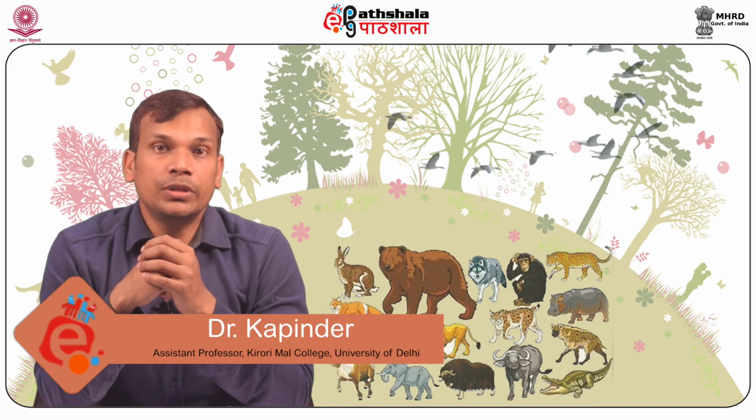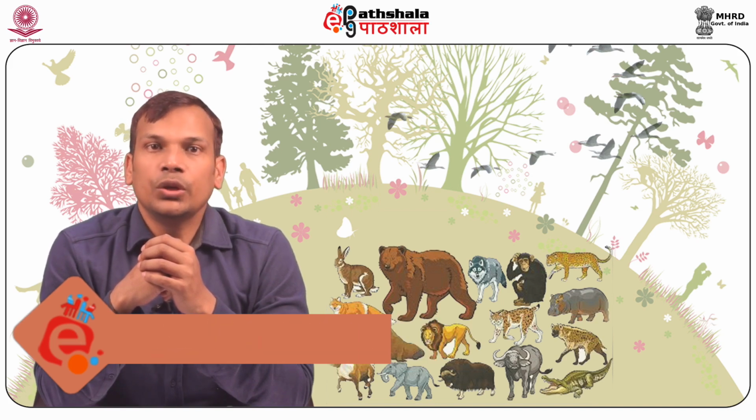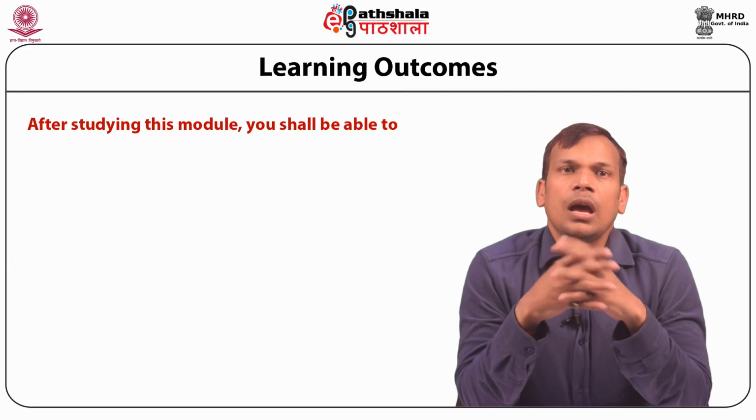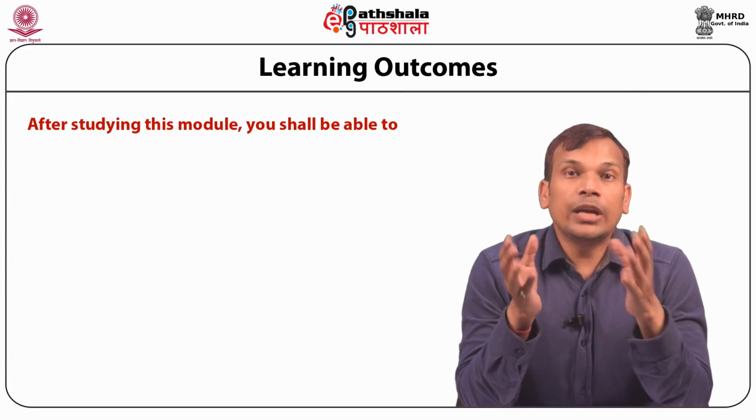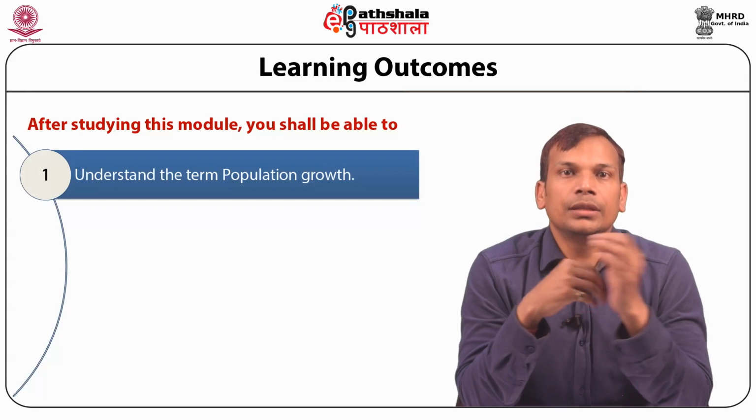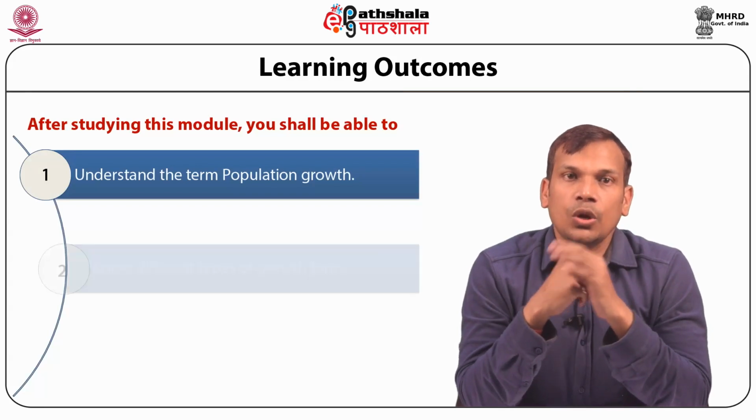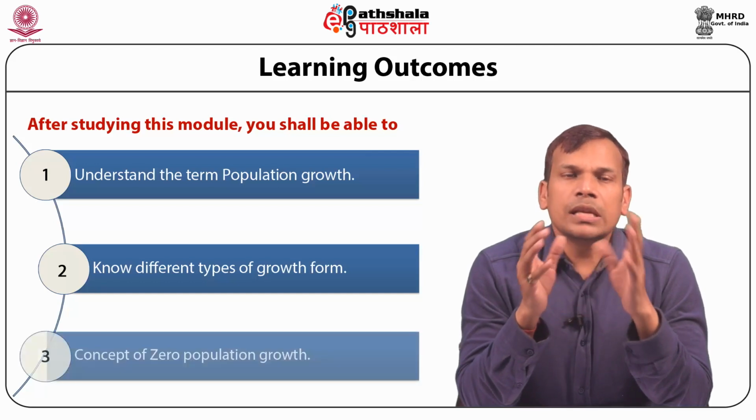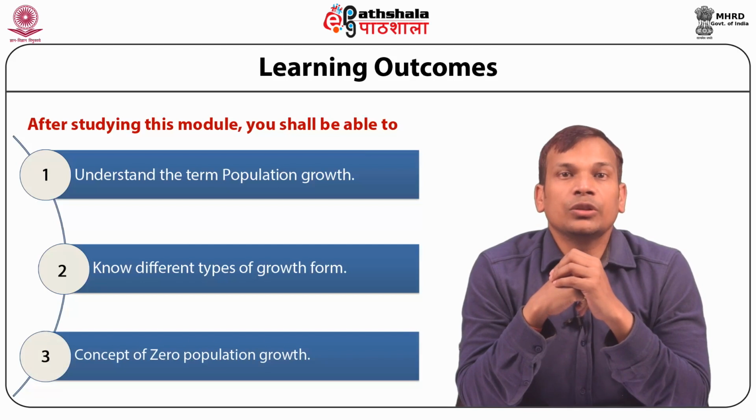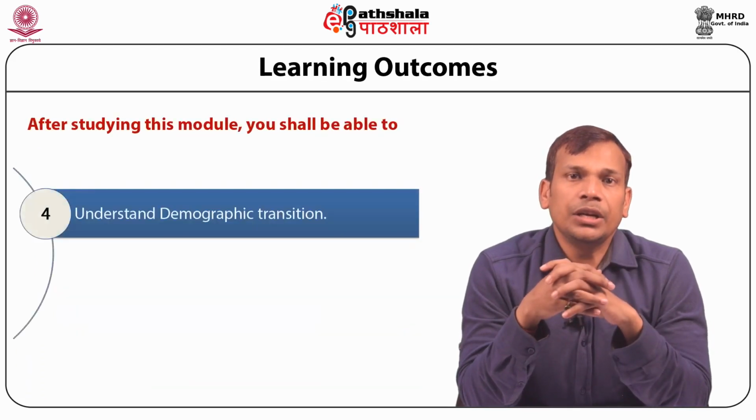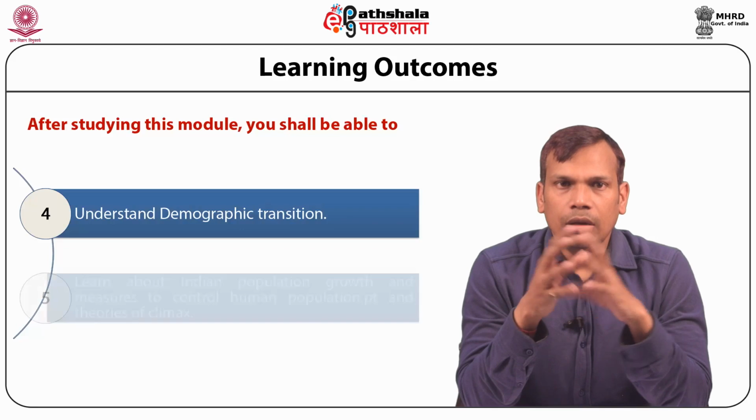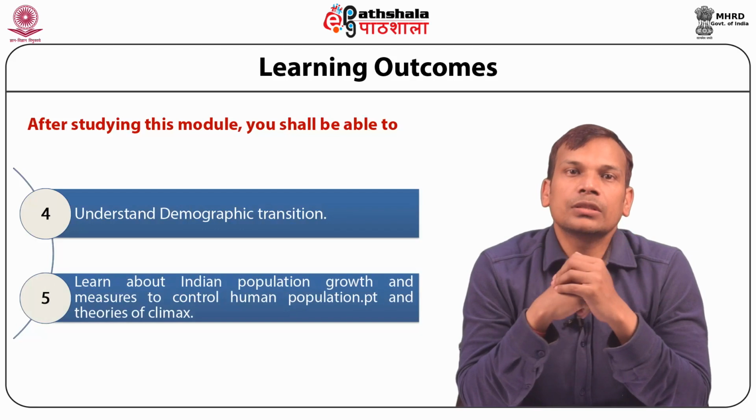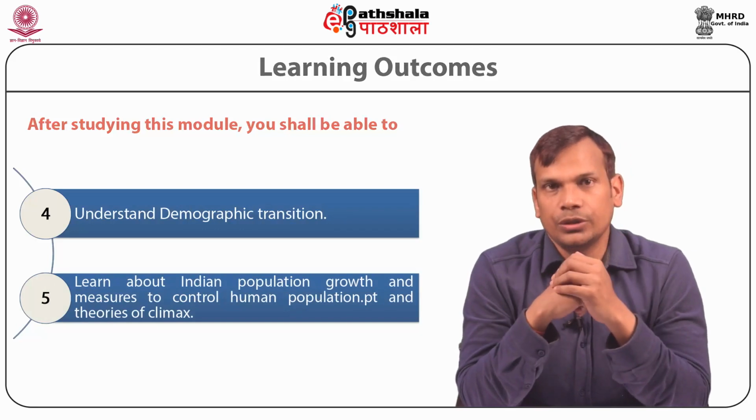Today we are going to discuss a module, Human Population Growth, under the paper Principles of Ecology. After studying this module, you shall be able to understand the term population growth, know different types of growth forms, the concept of zero population growth, understand demographic transition, and learn about Indian population growth and measures to control the human population.